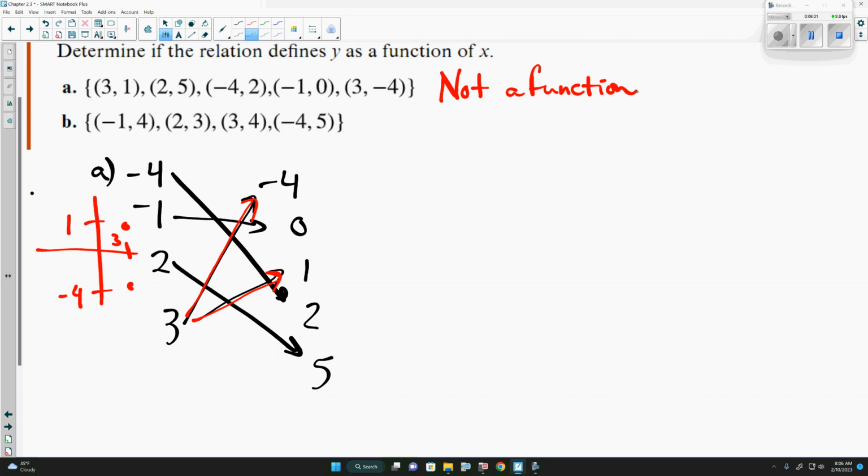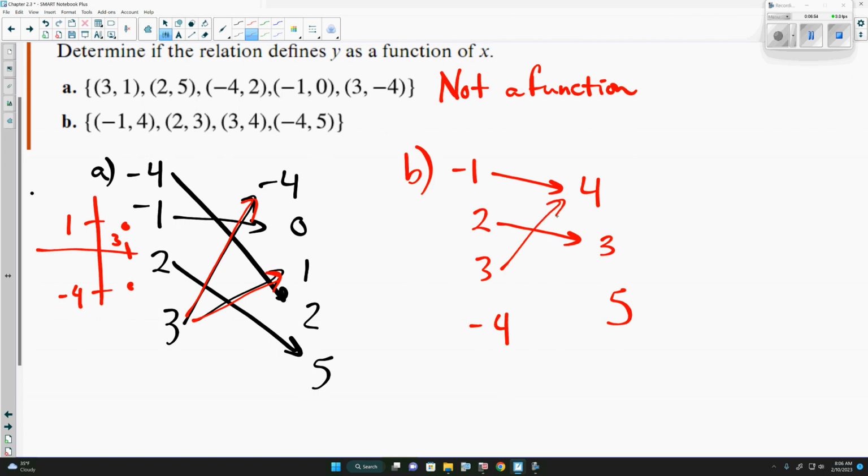Now if we look at b, the x values are -1, 2, 3, -4, and yes, they are out of order. The y values are 4, 3, 5, because we had 4 twice. So -1 is going to 4, 2 is going to 3, 3 is going to 4, and -4 is going to 5.